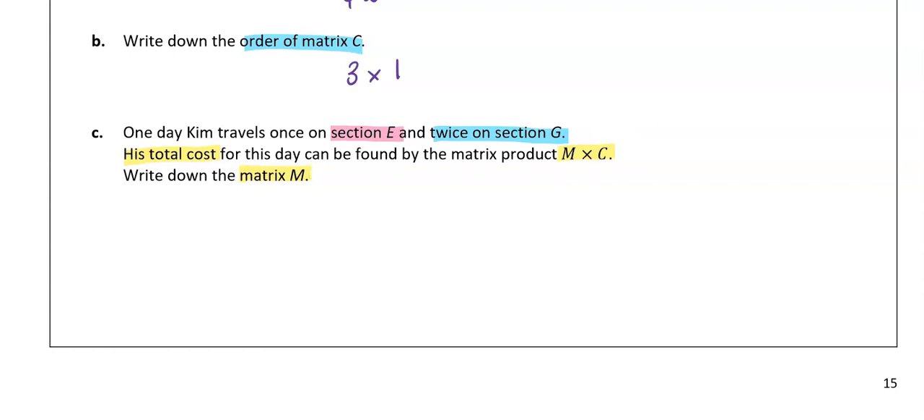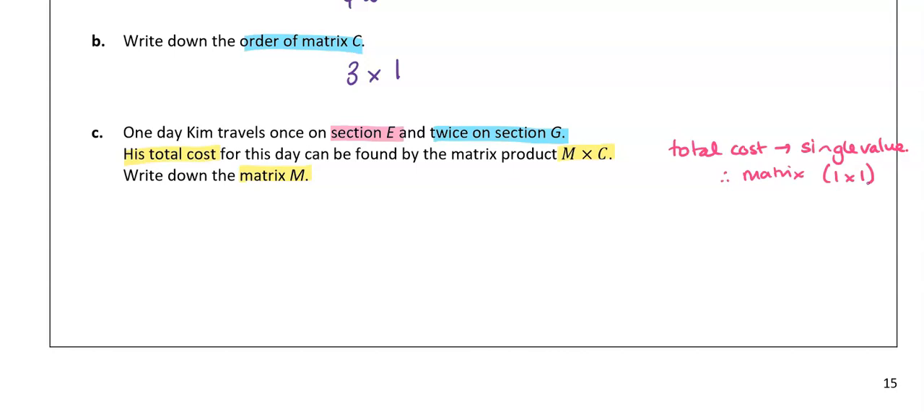So we want a total cost. If we want a total cost, that means we want a single value. When we want a single value, the matrix that we end up with has to be a 1 by 1 matrix. So I want you to be thinking that. I'm looking for that. Total cost tells me the size my answer must be.